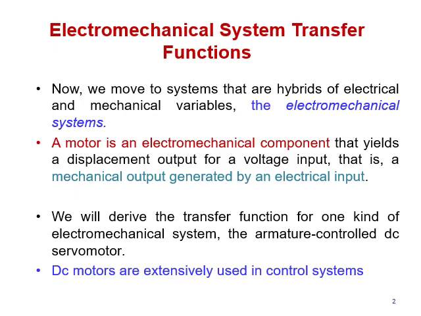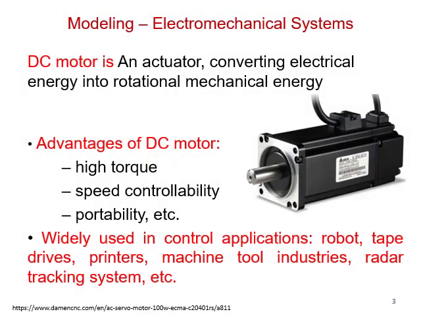The DC motor is the element or the device which will be modeled here as electromechanical system. The DC motor is considered as actuator which converting the electrical signal to mechanical signal. It's having advantage. That's why we are using it and we are considering it in this lecture. Its torque is high. It's having high torque. Speed is controllable.